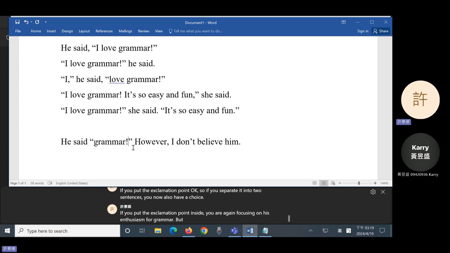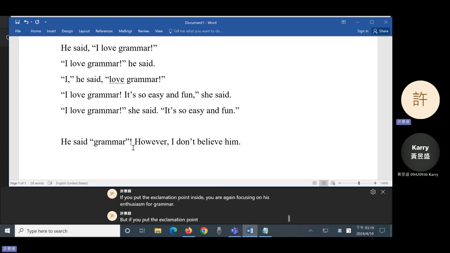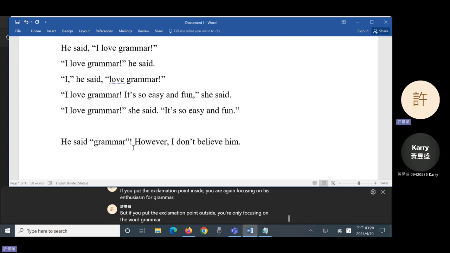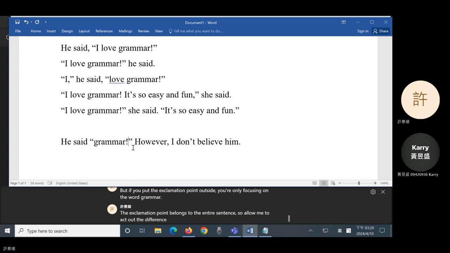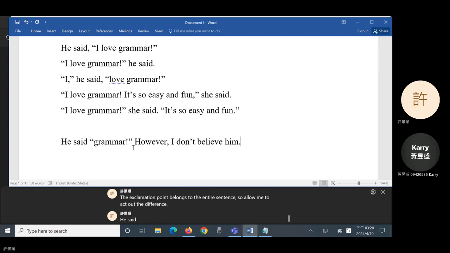But if you put the exclamation point outside, you're only focusing on the word grammar. The exclamation point belongs to the entire sentence. So allow me to act out the difference. He said grammar. However, I don't believe him. He said grammar. However, I don't believe him.